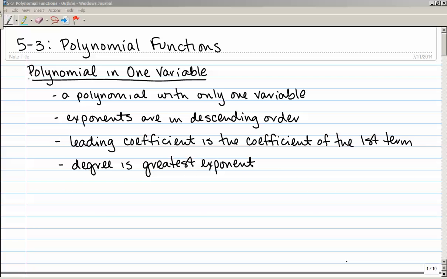Section 5.3 is on polynomial functions. A polynomial in one variable is a polynomial that has only one variable, usually x. Its exponents are in descending order, so that's from the largest exponent down to the smallest. The leading coefficient is the coefficient of the first term, and its degree is the greatest exponent.